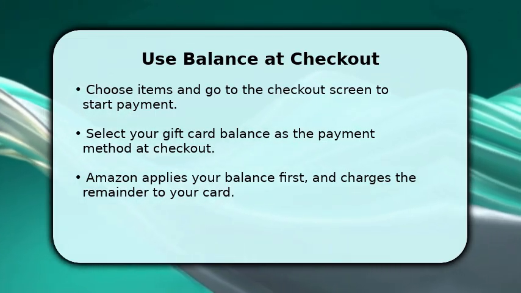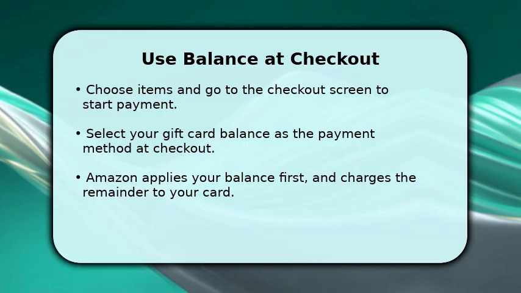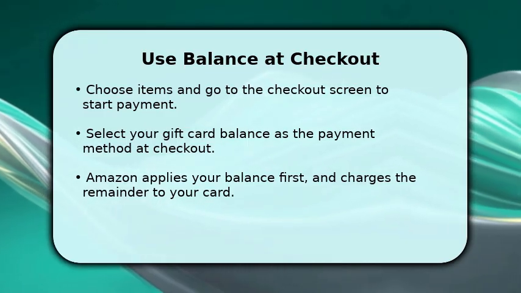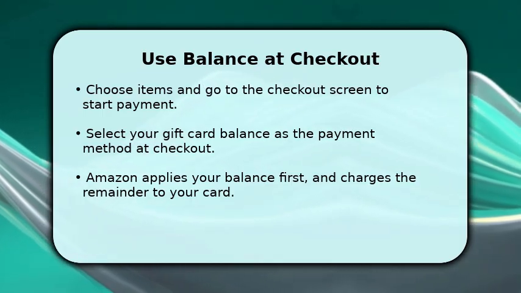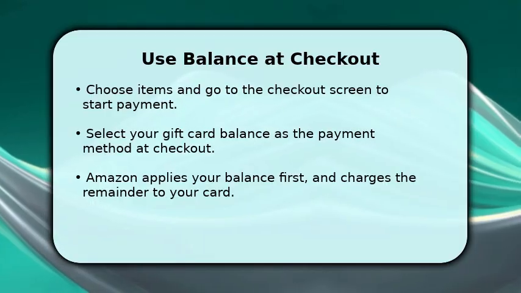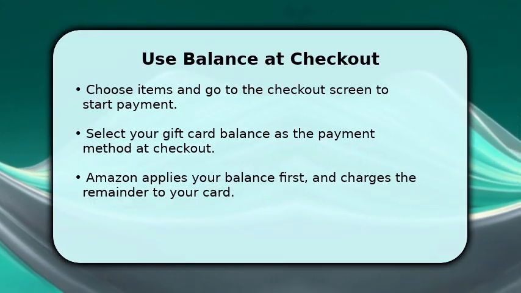Amazon applies your balance first and charges the remainder to your selected credit card or other method. If your balance covers the full total, no other payment is charged at all. For partial payments, you will see the exact split with dollars charged from each source.